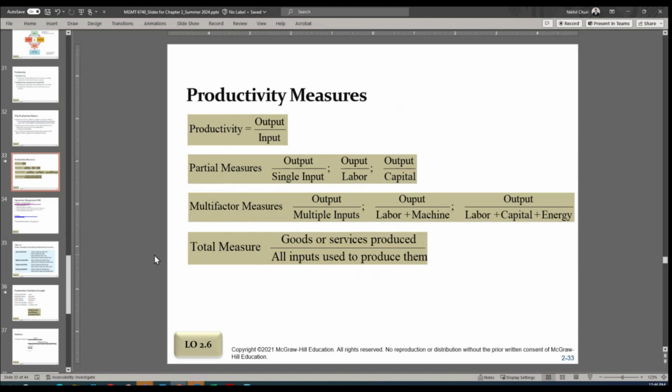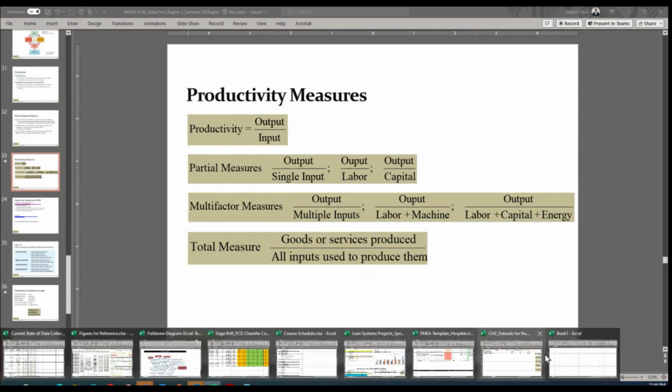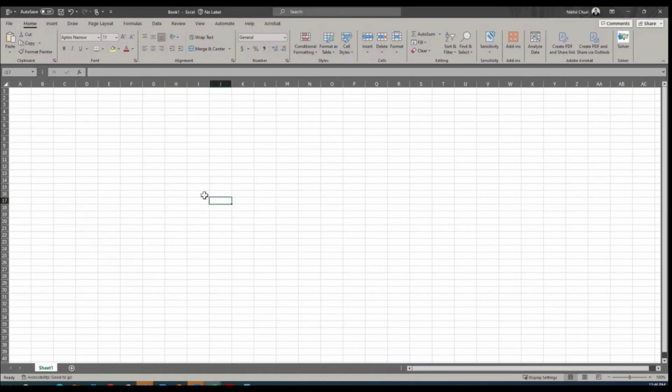With that said, let's open a new Excel sheet. I have already created one. So here is an Excel sheet I'm creating, and maybe I will do half and half.